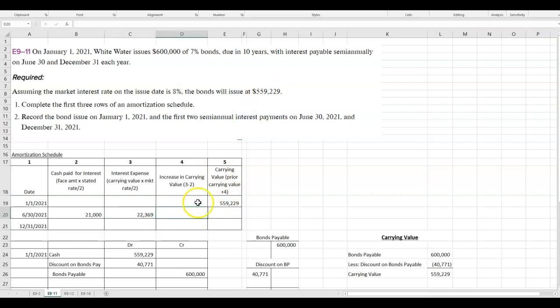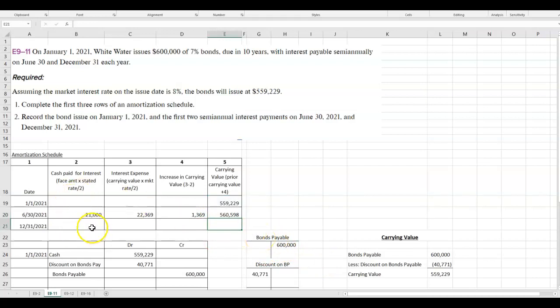The difference between these two, and this is not a plus or minus number, it's simply the difference between the two, is $1,369. We're going to increase the carrying value by that. So we're going to take the 559,229 and we're going to add the 1,369.